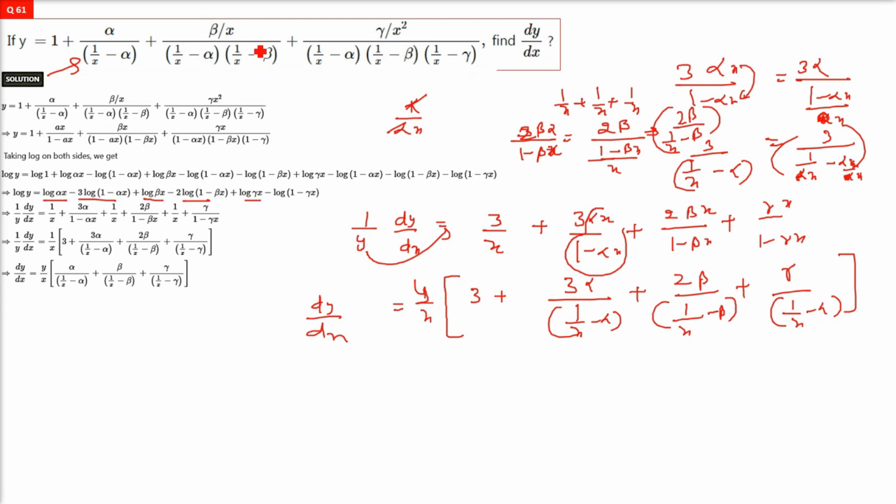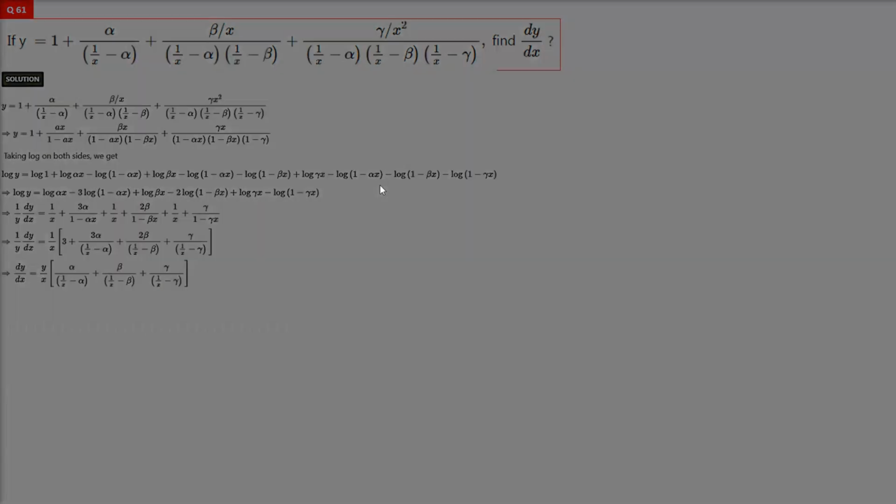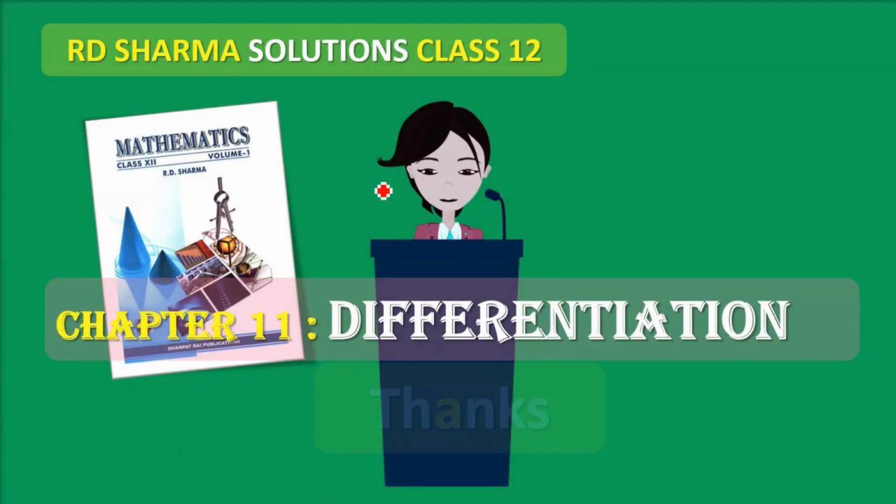Now this is just an additional question which is not in your book, in this particular edition. Just an added one. If you want, you can just skip it also. But the whole idea is to simplify, take log and then differentiate. Log, differentiate. This is the whole story of this whole exercise. So this is all about this exercise.